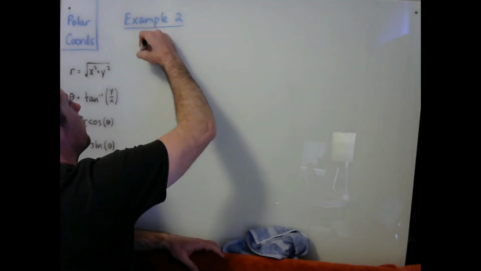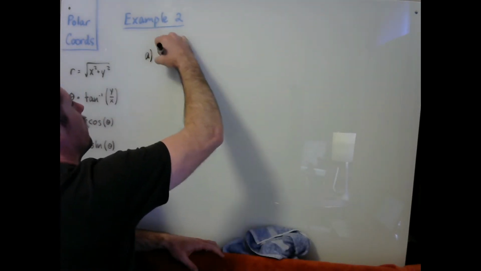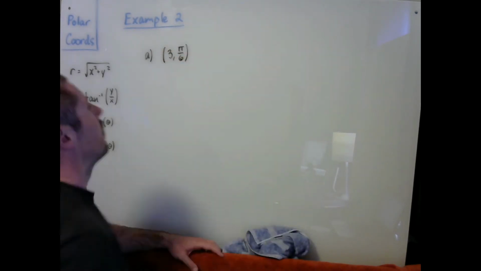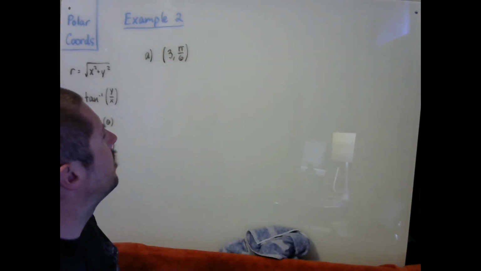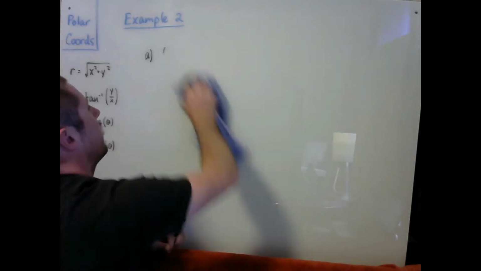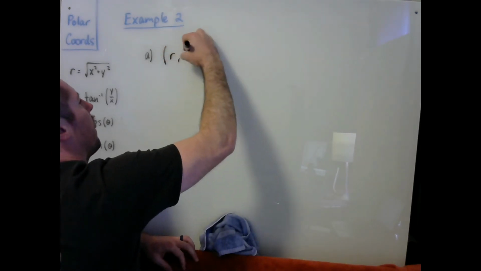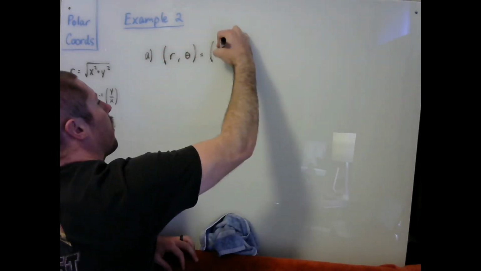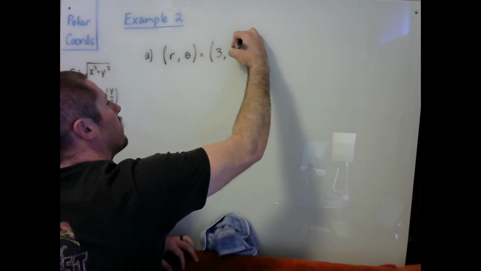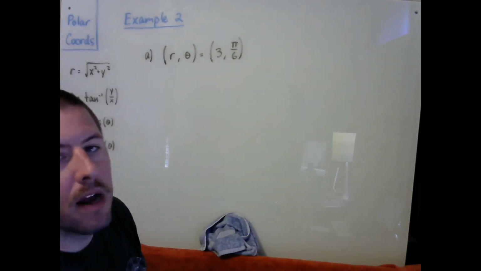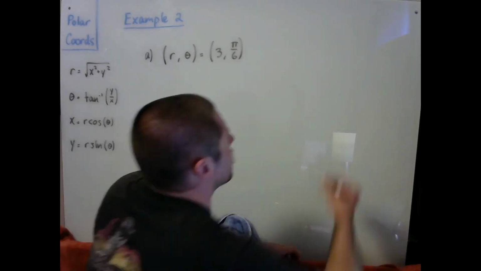So we've been given the point 3, pi sixth, and what we would like to do here is convert this into xy. So let me maybe write it like this. I'm going to write this as r, theta equals 3, pi sixths. And what we would like to know is what is the corresponding xy location of this point.